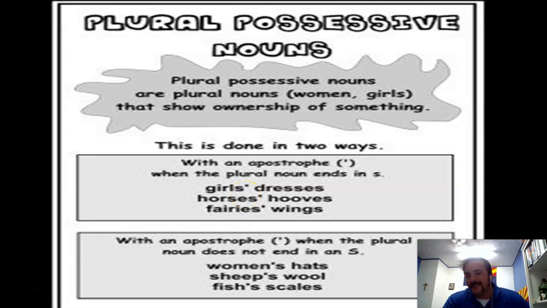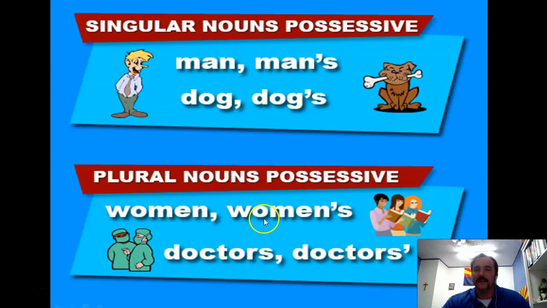Well, as promised, today's assignment isn't quite as easy, because it's not just going to give you all plural nouns that end with S. You've got to differentiate to make sure you understand. All plural nouns, if it ends in S, just add an apostrophe. If it doesn't end in S, add an apostrophe S.